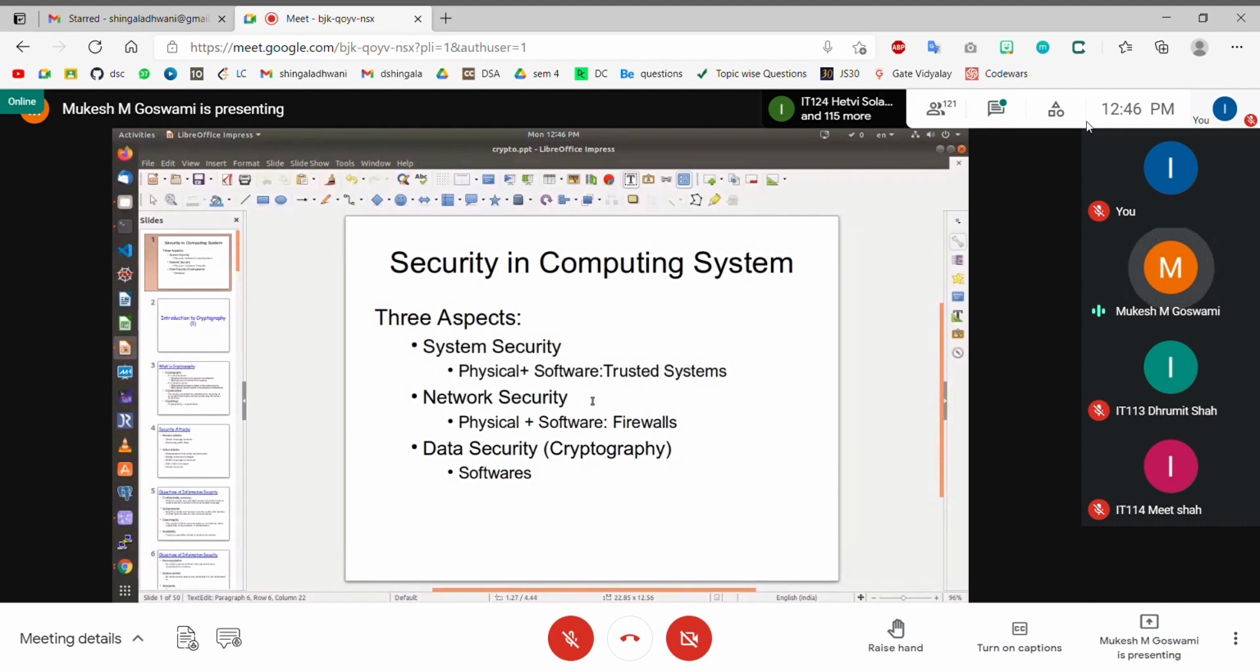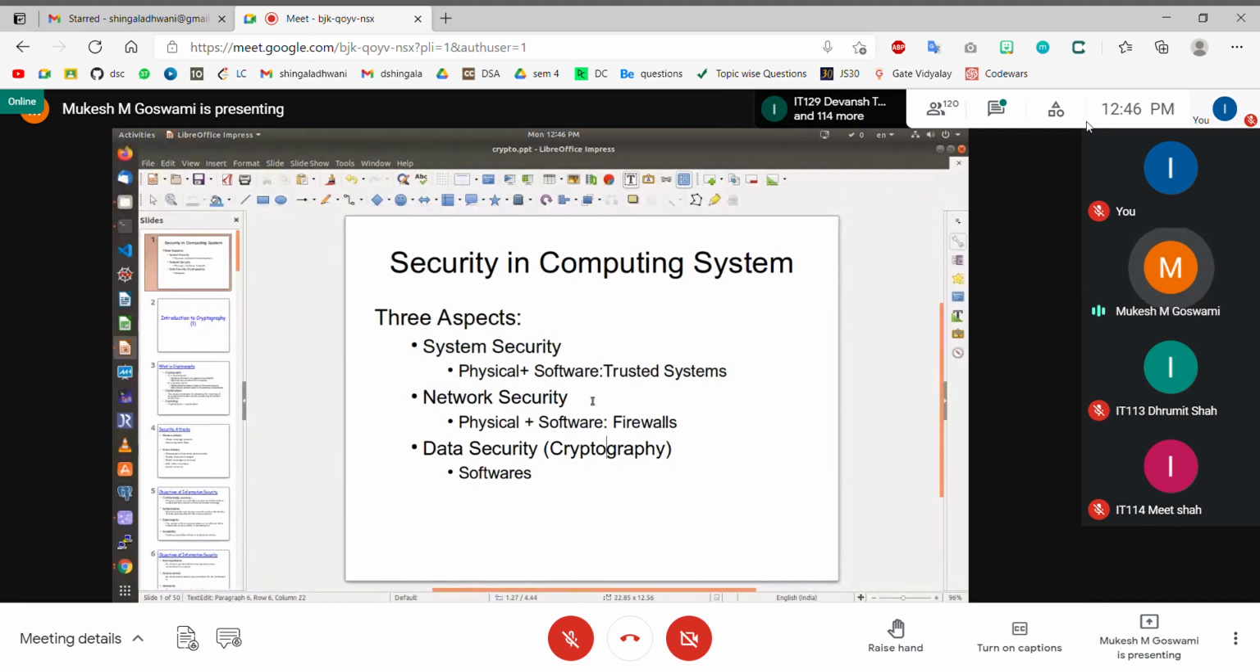Again, there are two ways of doing it. First of all, I have to physically make sure that the cables and the tapping mechanisms are not accessible to anybody. So therefore, you can see the switches, right? We keep them in lock and key. We make sure that nobody is able to plug a wire or cable into our network without our knowledge, right? So that is the physical aspect.